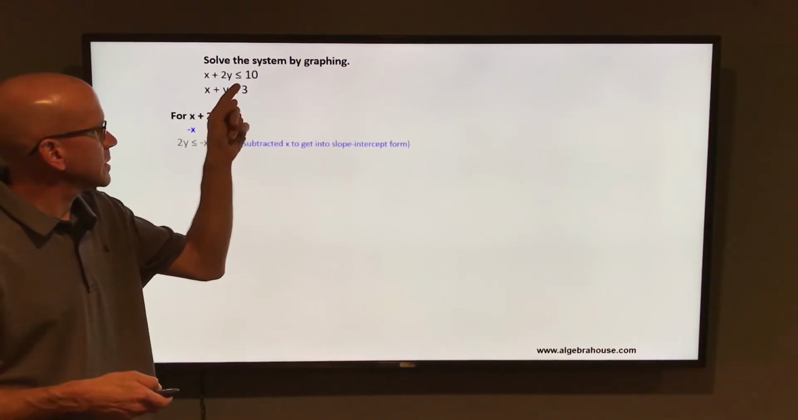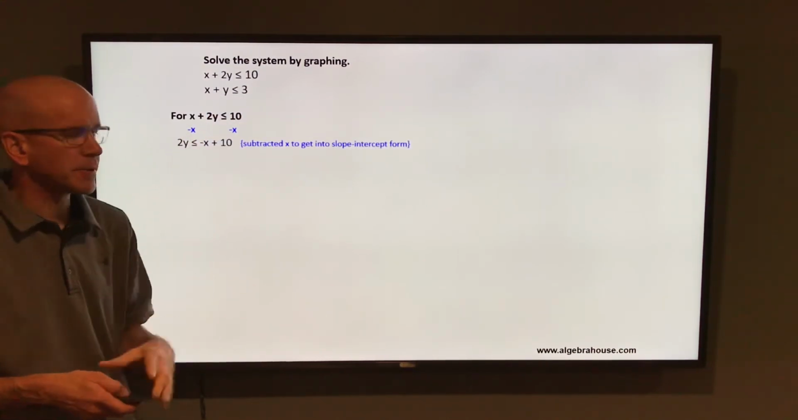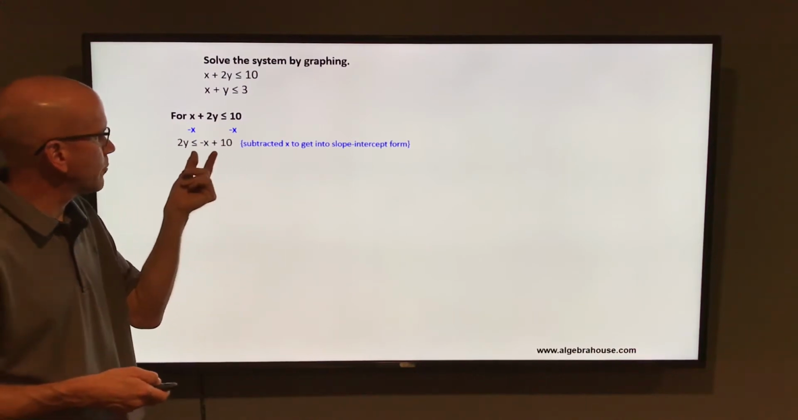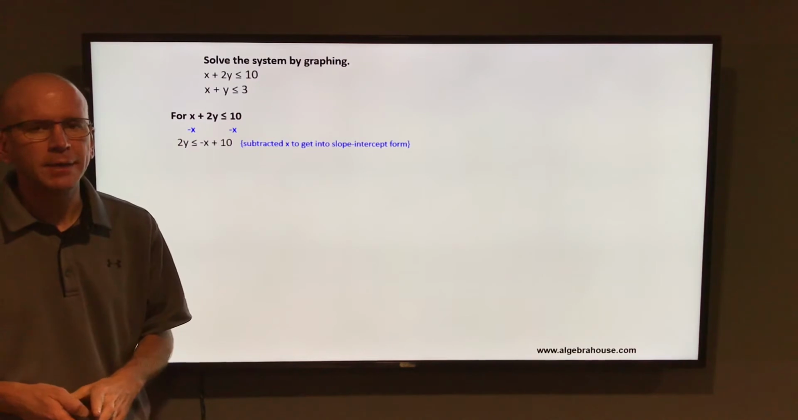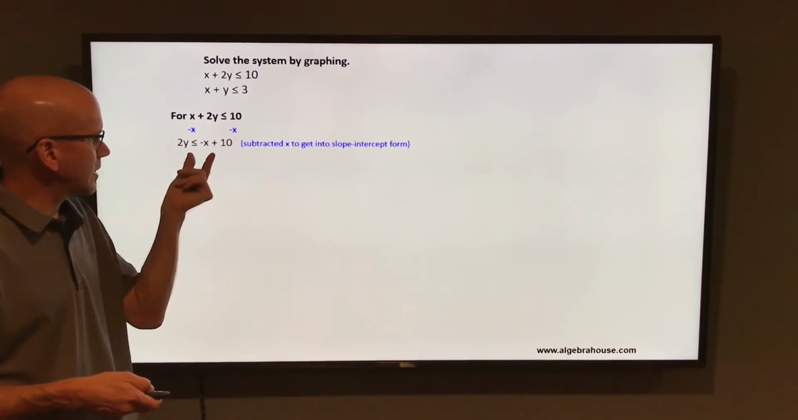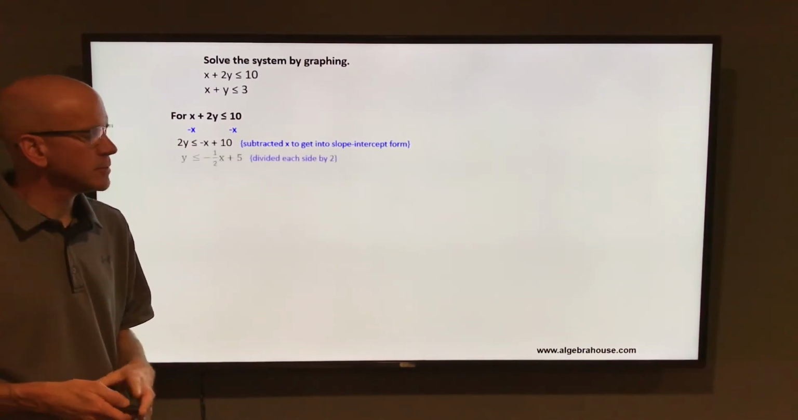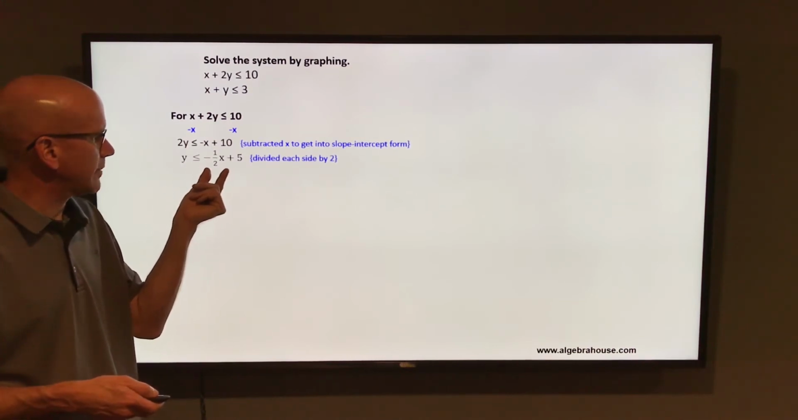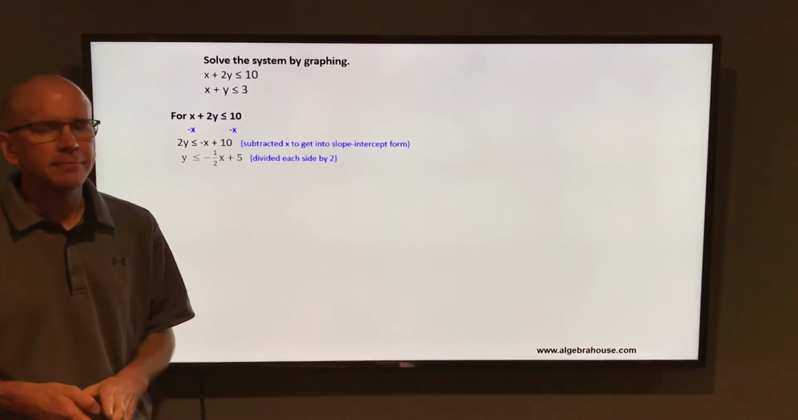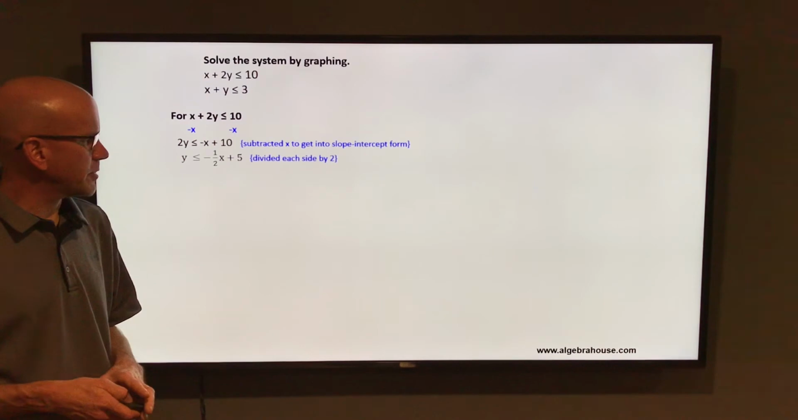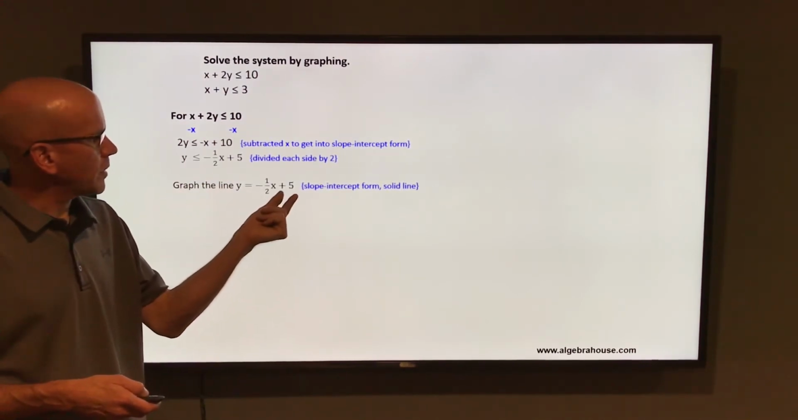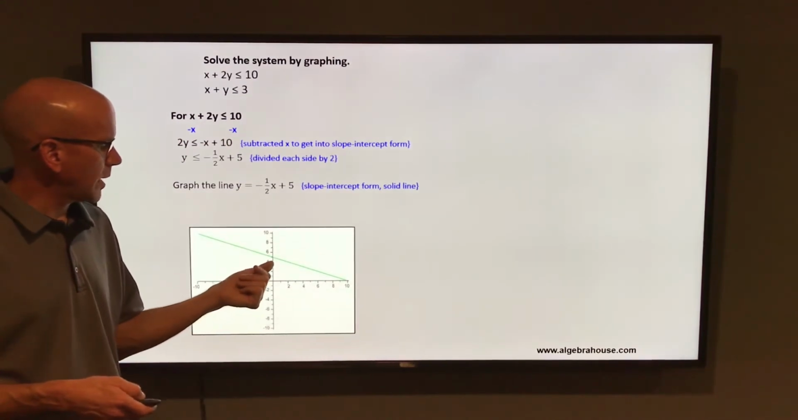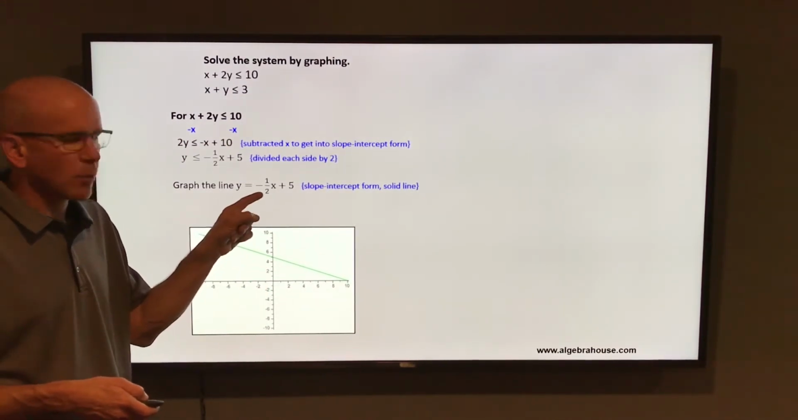So we'll take that first inequality, x plus 2y is less than or equal to 10. To get that in slope-intercept form, subtract x from each side, have 2y is less than or equal to negative x plus 10. And then divide each side by 2, you're dividing each term by 2, so it would be y is less than or equal to negative 1/2 x plus 5. So to graph that, you're going to start with the boundary line, and it's going to be a solid boundary line. Put a point at 5 on the y-axis, that is the y-intercept. And then from there, the slope is negative 1/2.